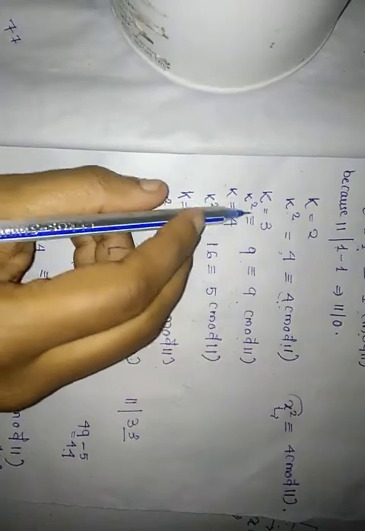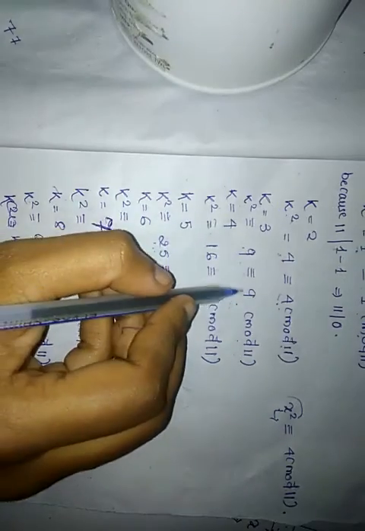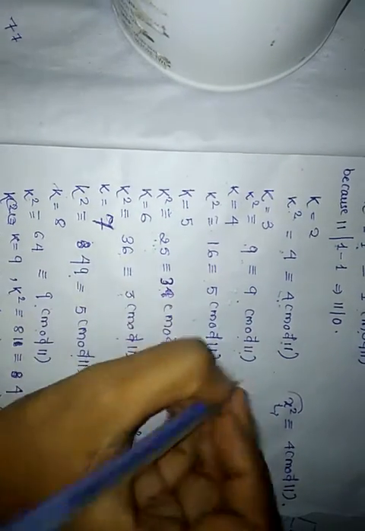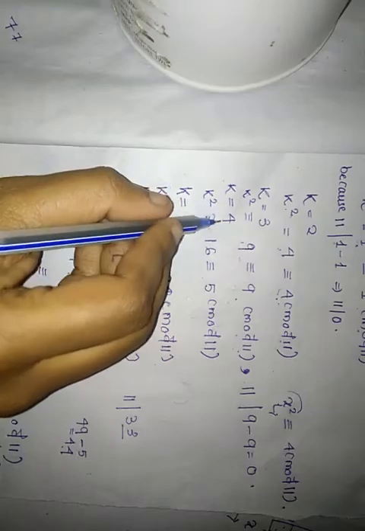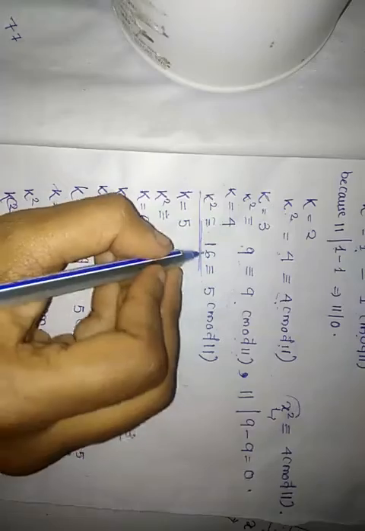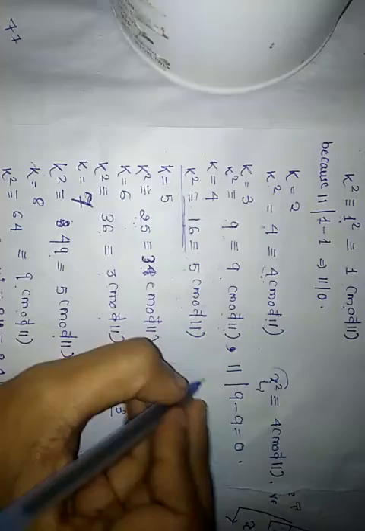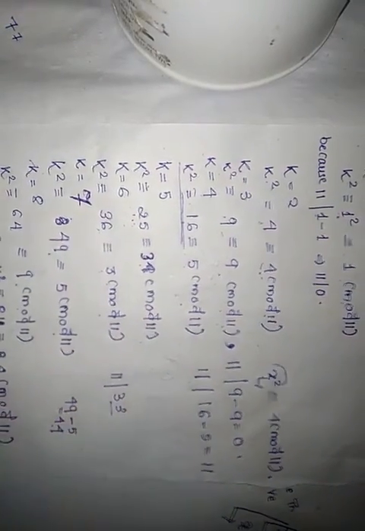I have already done this for you. When k is equal to 3, we have k squared, which is nothing but 9, and 9 is congruent to 9 mod 11, because 11 divides 9 minus 9, which is equal to 0. And again, when we put k equal to 4, we have k squared congruent to 16, which is congruent to 5 mod 11. This means clearly 11 divides 16 minus 5, which is 11.